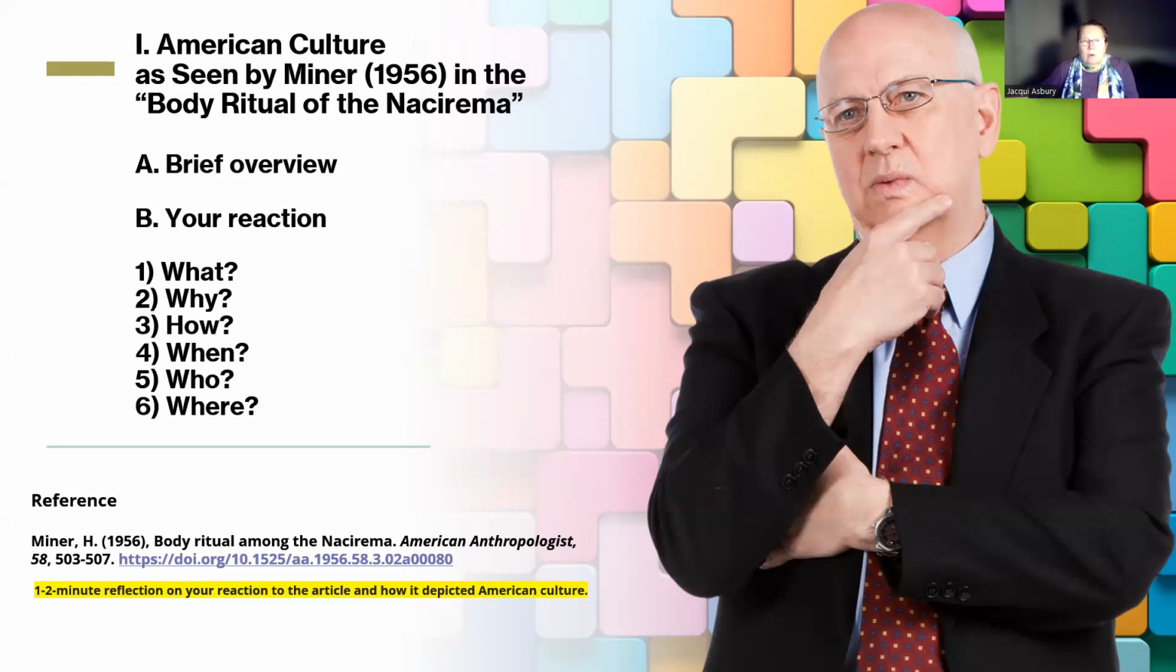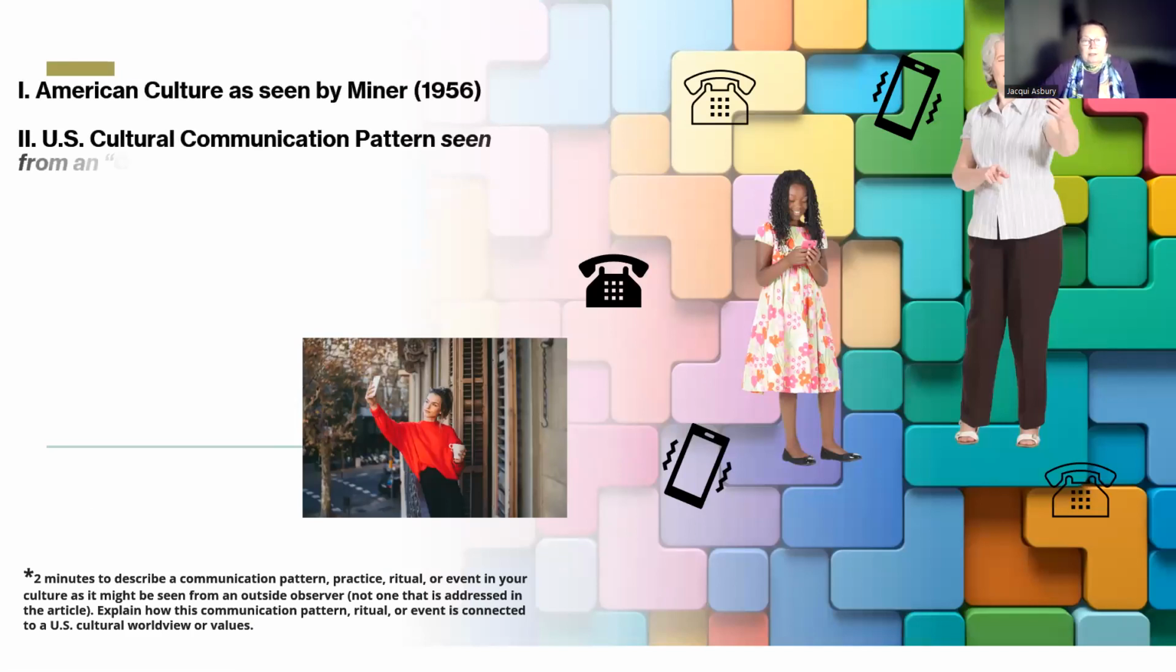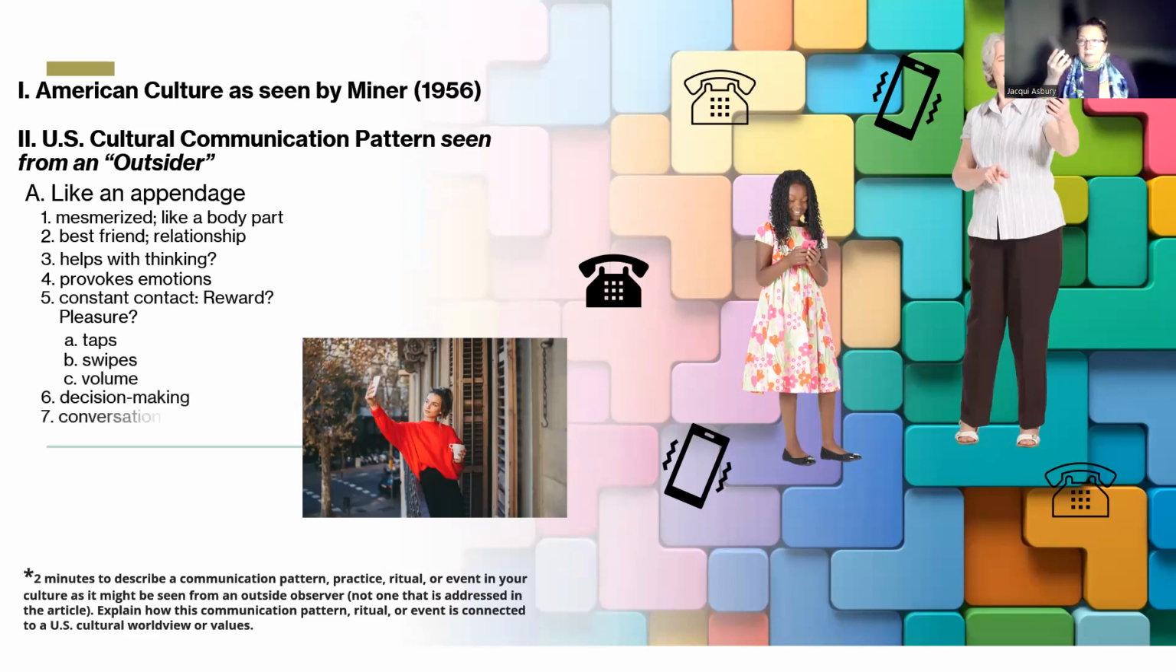You will give what you think about it, what it was about, why do you think he wrote it, how did it affect you? These are some of the reporter's questions that you can use to help give you ideas on what to say in your 1 to 2 minute reflection. The second part of the reflection is to create your own ideas about something in American culture. This is something I'm going to discuss in American culture.